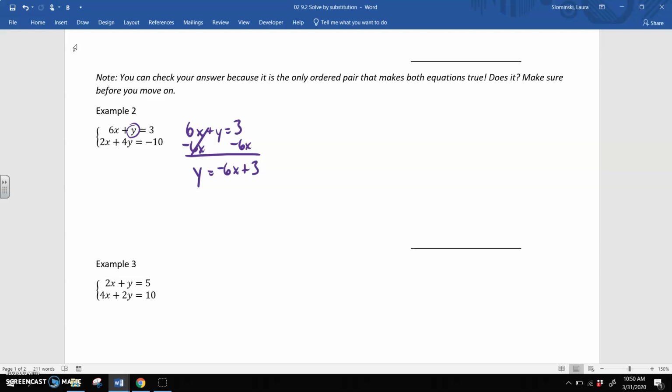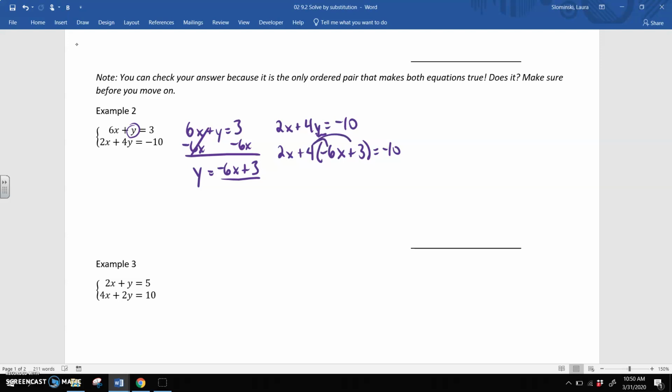Step 2 then is to take the other equation. So I'm going to take 2x plus 4y equals negative 10 and do the actual substitution. So I'm going to replace the y with negative 6x plus 3. So I have 2x plus 4. Now make sure when you substitute you use a parenthesis. Negative 6x plus 3, and it needs to equal negative 10. And now step 3 is to solve for the variable that's left. So in this case, I'm going to solve for x.